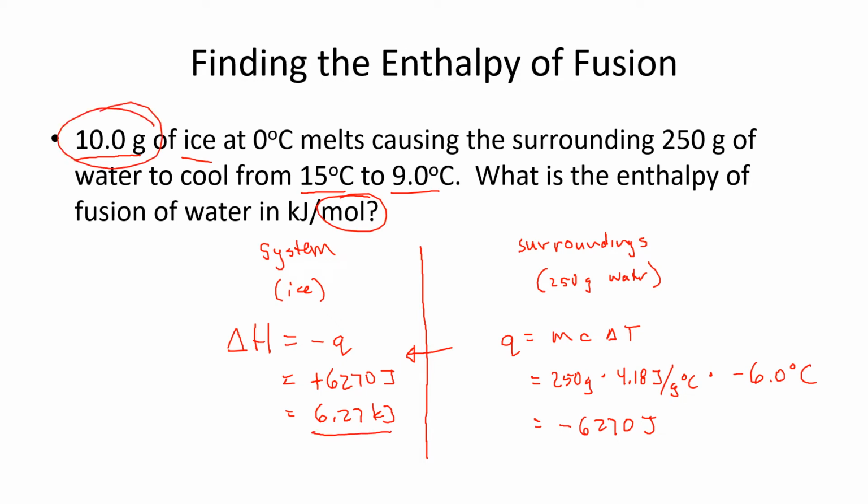So we got 10 grams here. Let's change that 10 grams into moles. 10.0 grams. It's water, so it's 18 grams per mole. And that equals 10 divided by 18, which equals 0.56 moles. So we'll divide it by 0.56 moles. And so our molar enthalpy of fusion here is 6.27 divided by 0.56 equals, and I've got 11.2 kilojoules per mole.